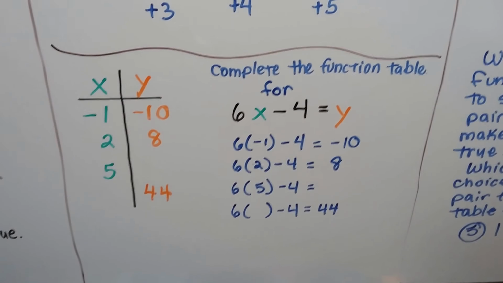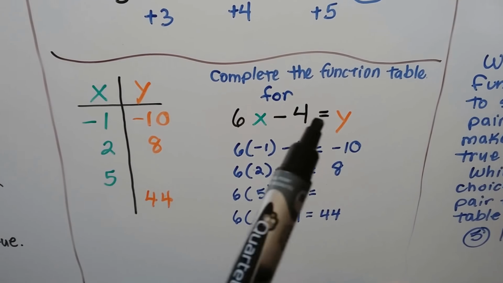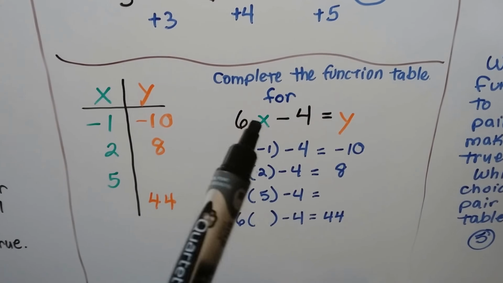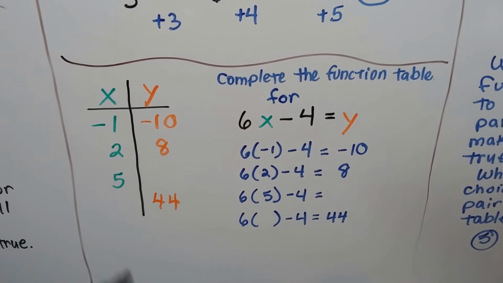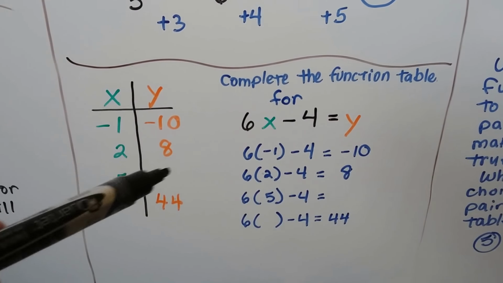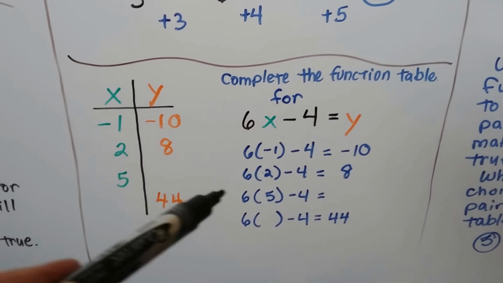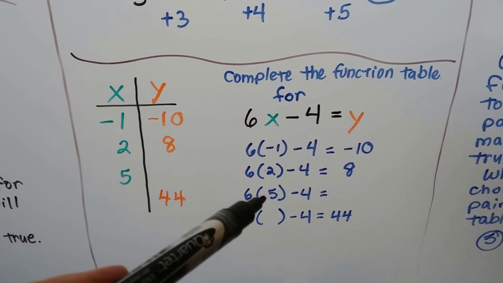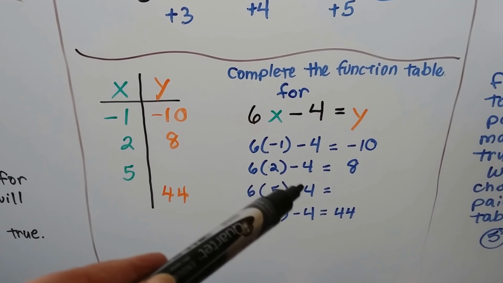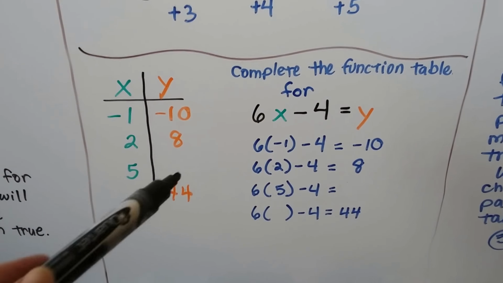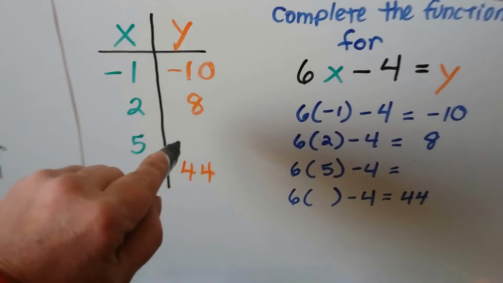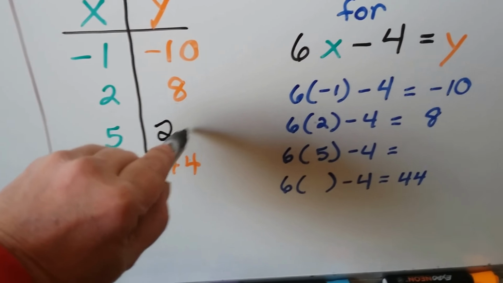We can complete the function table for 6x minus 4 equals y by putting in numbers that will make it true. It's giving us some of them, but look, it's missing some. So if x is a 5, that means we have 6 times 5 minus, that's a 30, minus 4 would be 26. So the missing y value would be 26 in this function table.